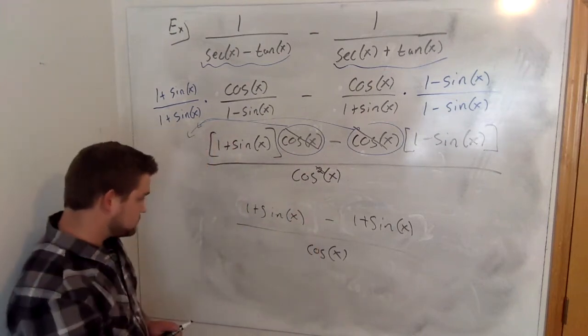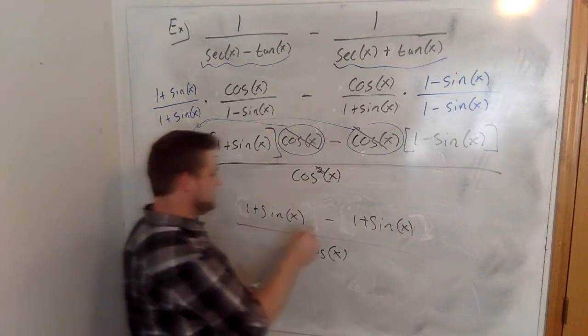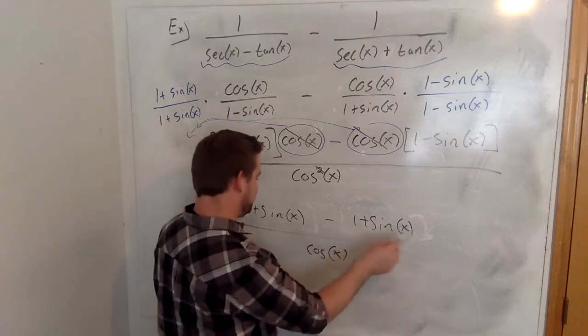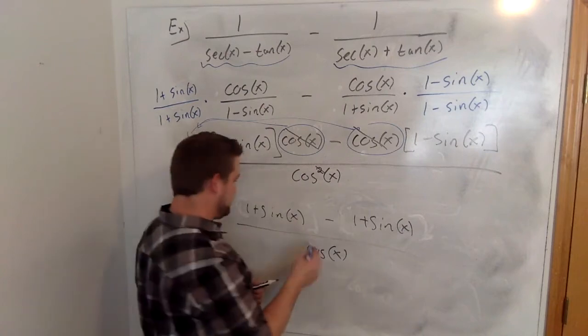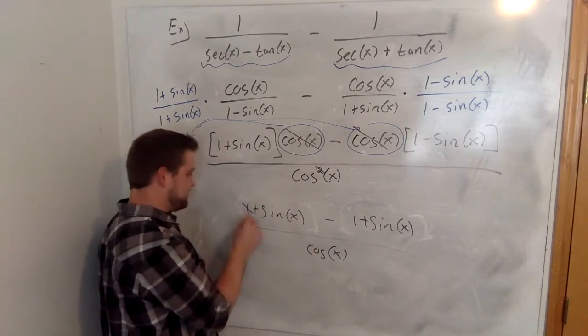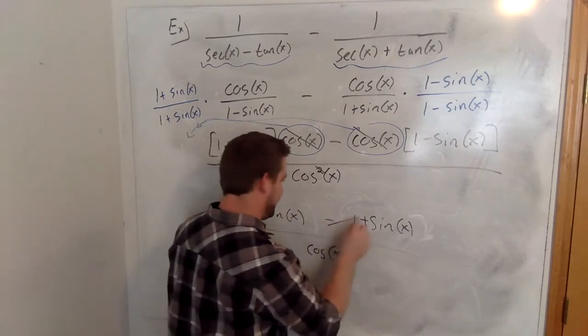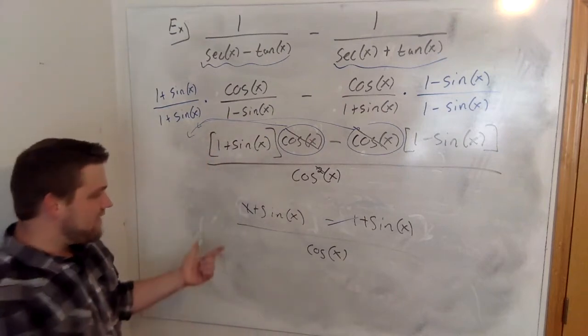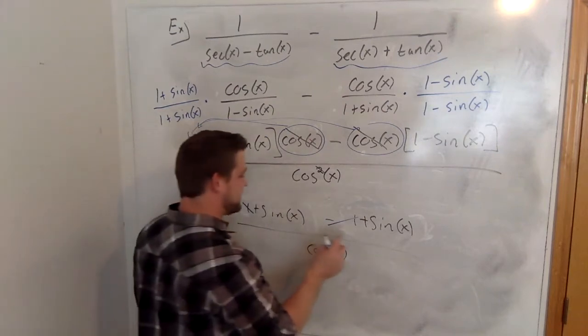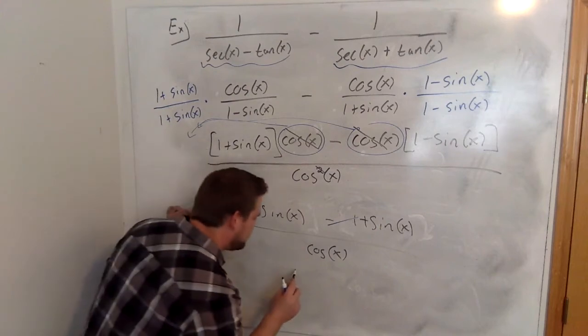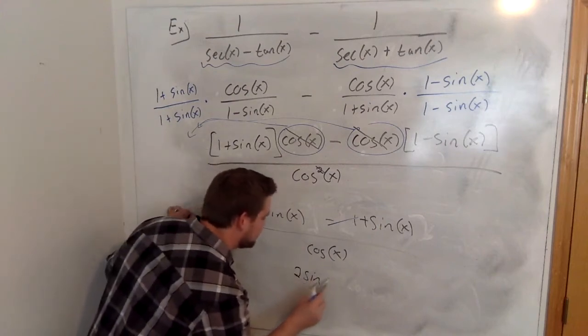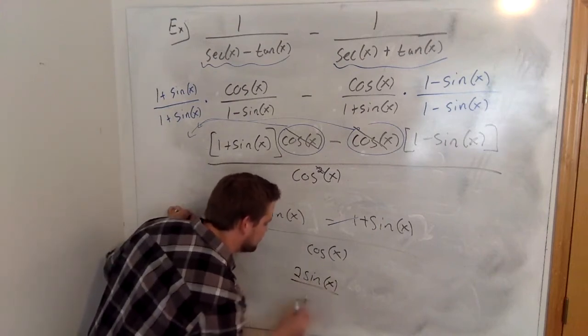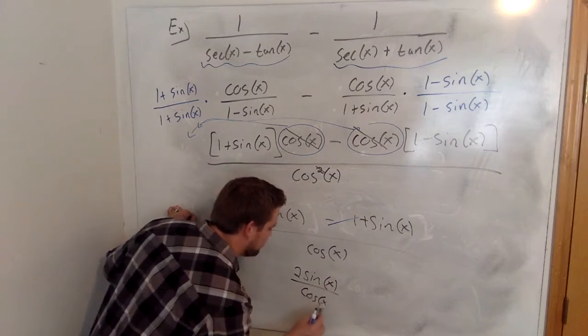So I have 1 plus sine minus 1 plus sine. Notice that with these ones, I have 1 and I'm taking away 1. So what are we left with just in the top? I have a sine x plus another sine x. I have 2 sine x's. I have 2 sine of x all over cosine of x.